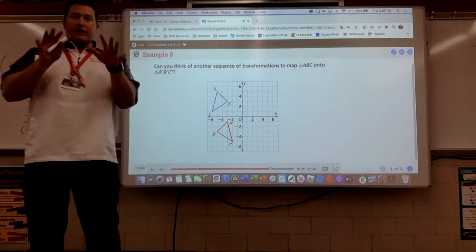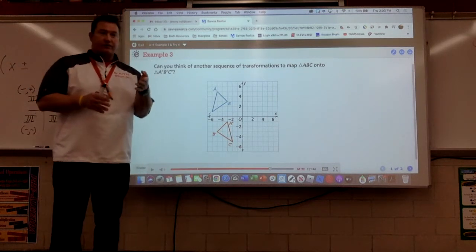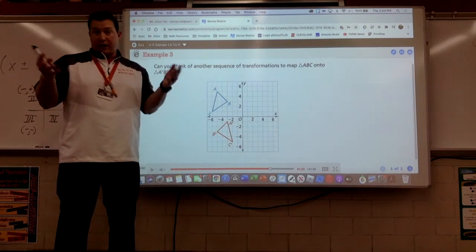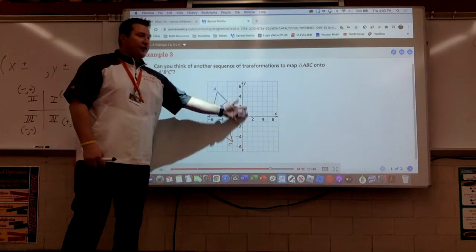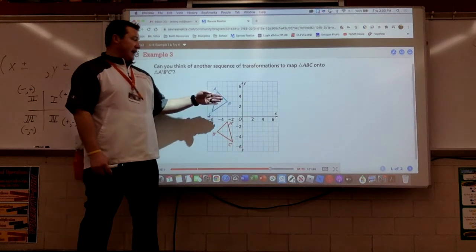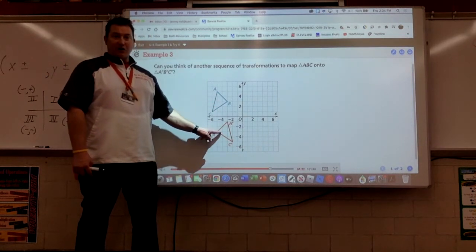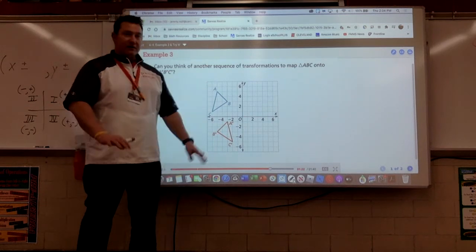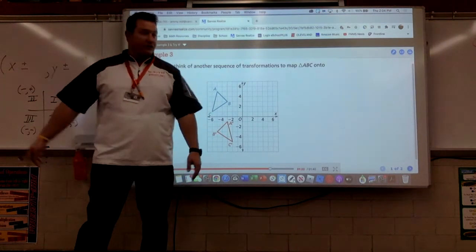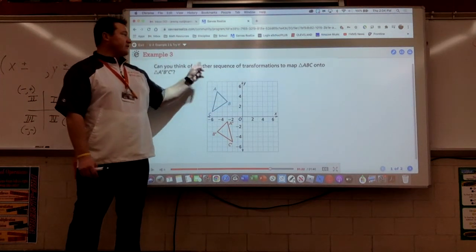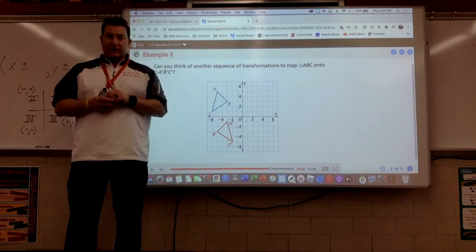Okay. So guys, this is the other thing we're going to have to do. The easy part, they'll give us 2 moves and we do it. Or maybe 3, I don't know. All right, the other kind of problem is going to look like this. Here's your pre-image, here's your image, figure out how this goes. I don't like the way they did it. Did you like the way they did it, Mr. Knoll? No. Okay, here's what I would do. And it says, can you think of another sequence?